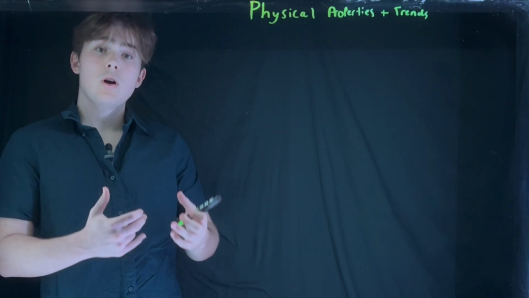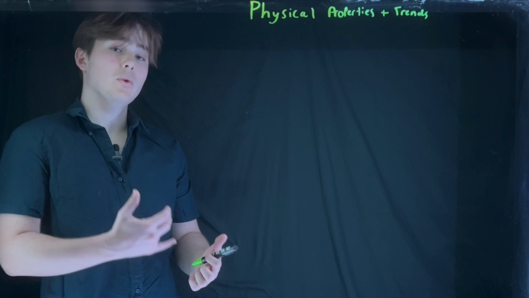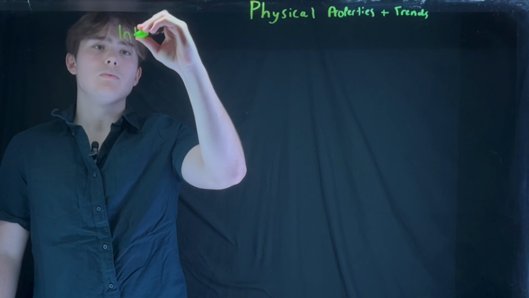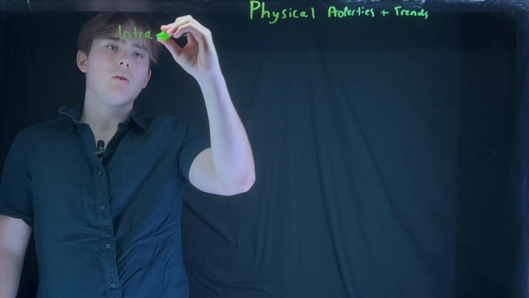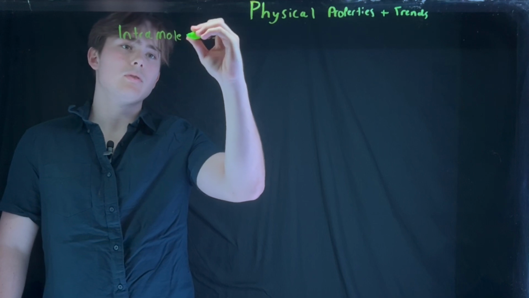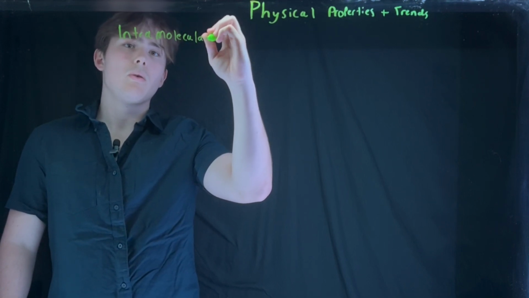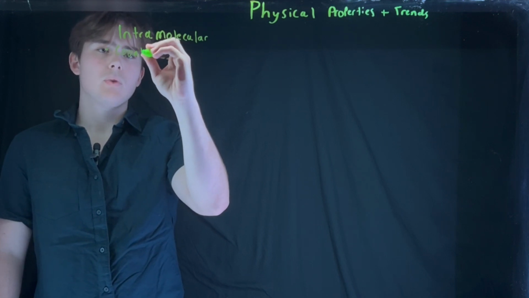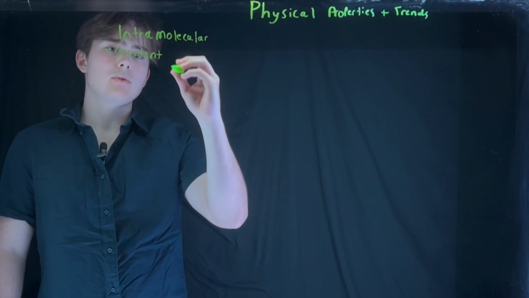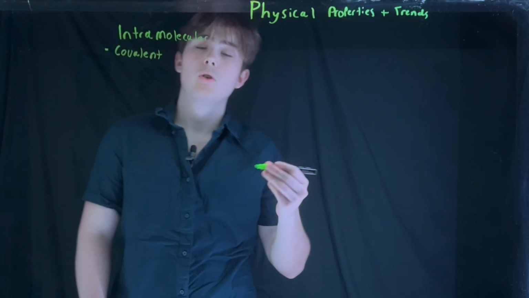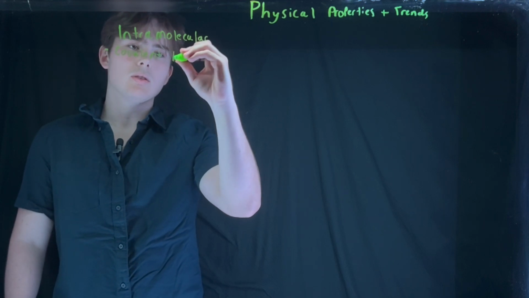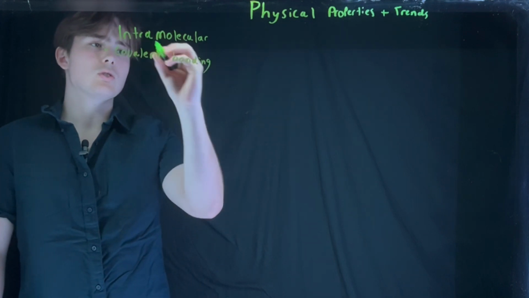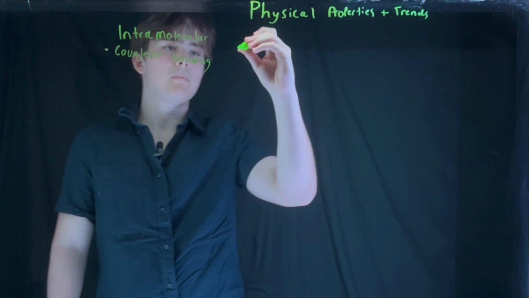So you have intramolecular and you also have intermolecular forces. The differences between them: intra, that means within the molecule, and that's when you're talking about your covalent bonds. So that's covalent bonding, and that's when those same atoms within the same molecule share one or more electrons. That's intra.